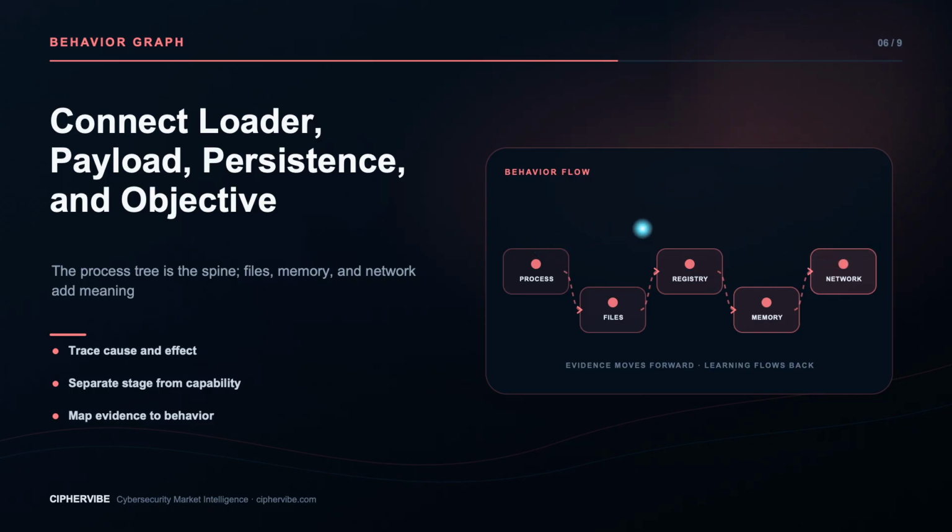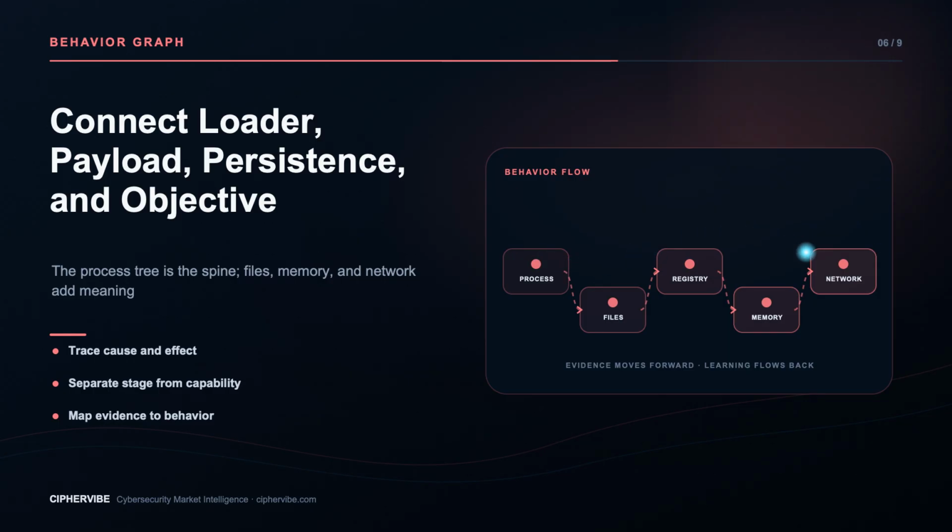Separate stages. Delivery gets the artifact onto a system. A launcher or loader establishes execution. An unpacker reveals protected code. The payload performs capabilities. Persistence survives reboot or login. Command and control exchanges tasking or results. The final objective may be credential theft, surveillance, lateral movement, encryption, destruction, or another impact.